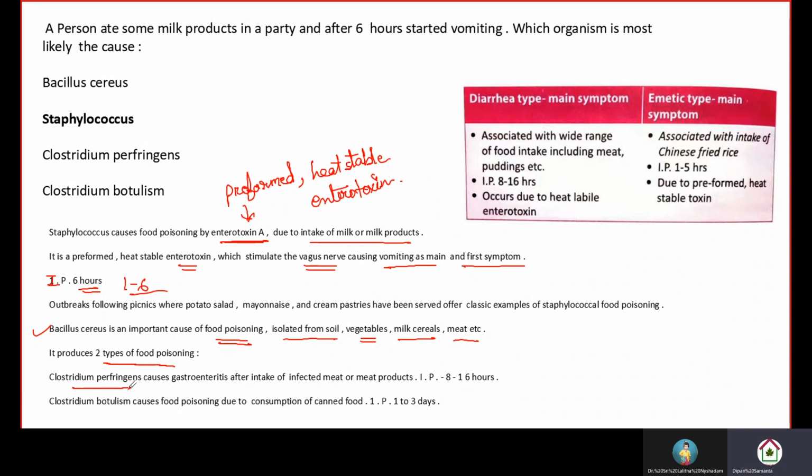One is Clostridium perfringens, which causes gastroenteritis after intake of infected meat or meat products, and Clostridium botulinum causes food poisoning due to consumption of canned food, IP 1 to 3 days. Clostridium perfringens can cause food poisoning, and it causes gastroenteritis after the intake of infected meat and meat products, IP 8 to 16 hours.